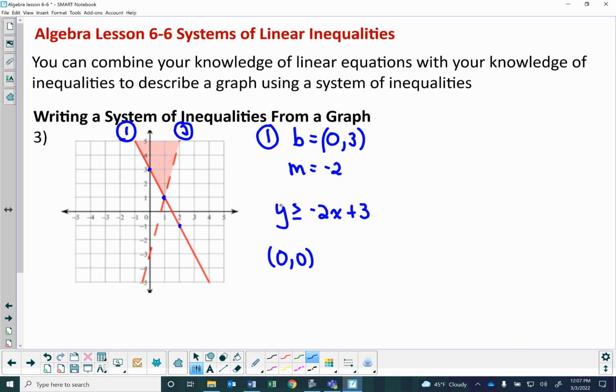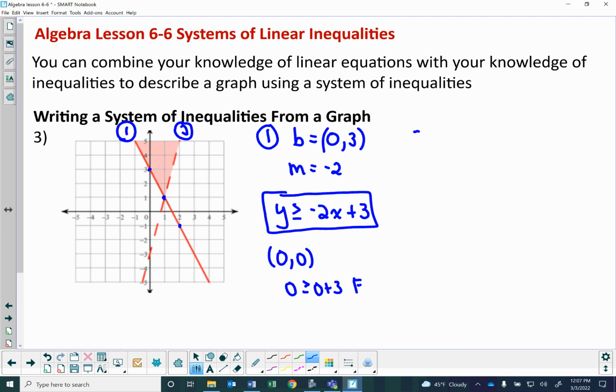So if I put 0, 0 into the first inequality here, I'm going to have 0 is greater than or equal to 0 plus 3, which is false. 0 is not greater than 3. So I don't shade where 0 is, and that's exactly where this one's going. So this is the proper inequality for the first equation, or the first line.